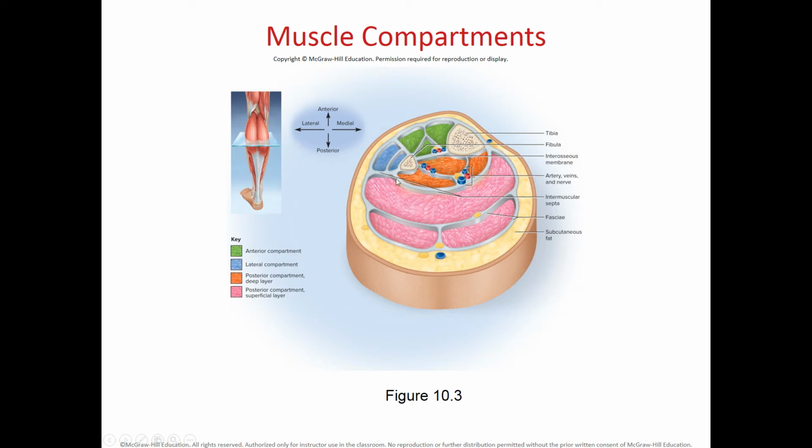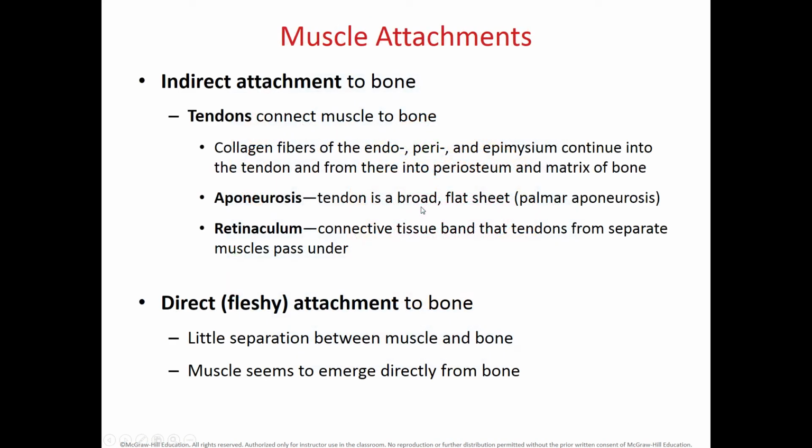Usually these muscles have a different function when they are located in compartments. Now the muscles have different attachments into the skeleton, so they have direct and indirect attachments. Muscles with direct attachment have what we call the fleshy attachment, such as the brachialis and the lateral head of the triceps. There is so little separation between the muscle and the bone that to the naked eye it seems like they emerge directly from the bone. That's why it's called the fleshy attachment.